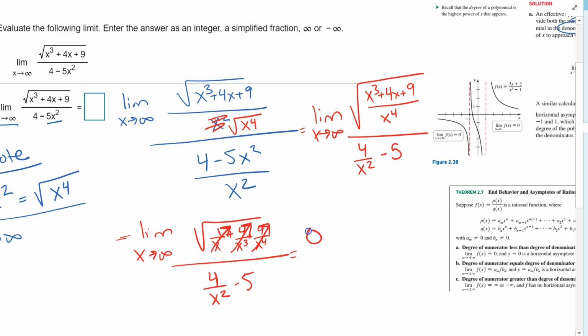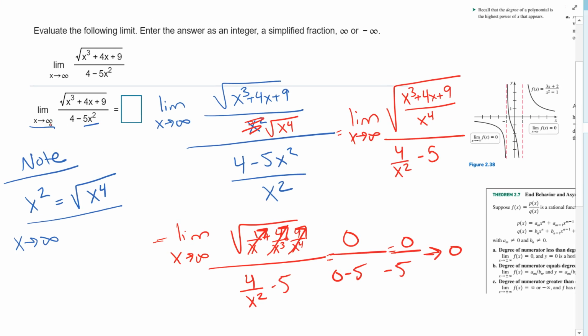The square root of 0 is 0. And in the denominator, I have 0 minus 5. So I have 0 over minus 5, which is going to 0 here. So it turns out the horizontal asymptote in this function is at y equals 0. So the limit as x goes to infinity would be going to 0.